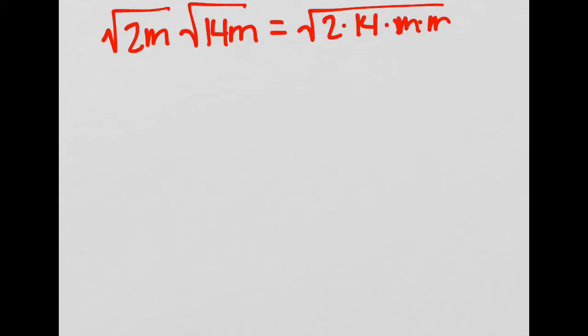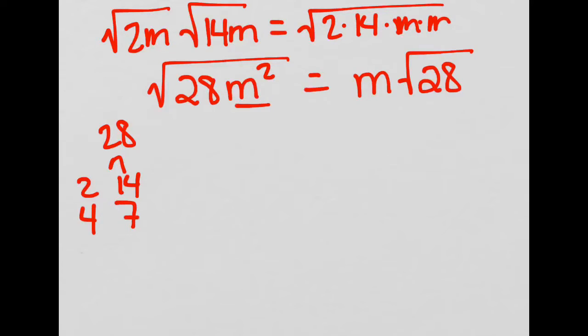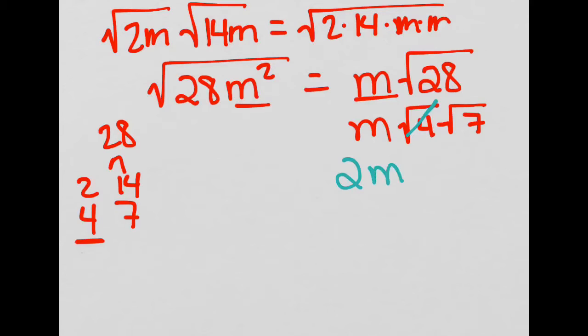So that gives me the square root of 28m squared. I know that the square root of m squared is m, so I'm going to go ahead and simplify that to m times the square root of 28. Now I can work with 28. My only factors here are 2 and 14 and 4 and 7, but 4 is a perfect square, so I'm going to have the square root of 4 times the square root of 7. This m still remains on the outside. My square root of 4 is 2, so I have 2m times the square root of 7.